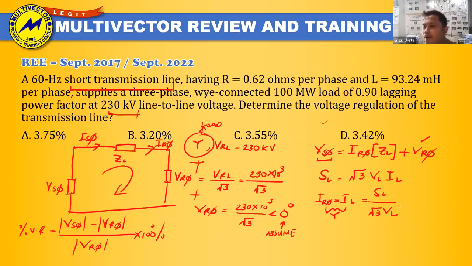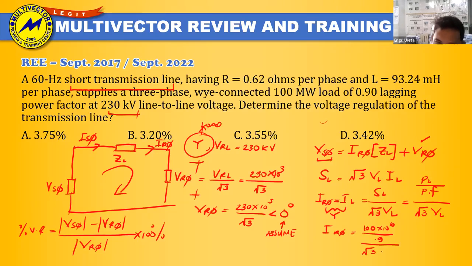Apparent power binigay ba? Sir, hindi binigay yung apparent power, pero our apparent power is just equal to the real power divided by power factor. Therefore, the receiving end current per phase is just equal to power natin, 100 megawatts, divided by the power factor, which is 0.9, all over square root of 3 ng line voltage natin, which is 230 kV. Ilan to? Computing mo muna.